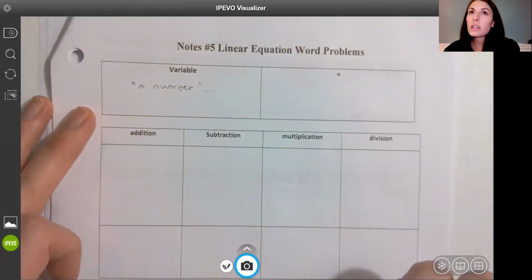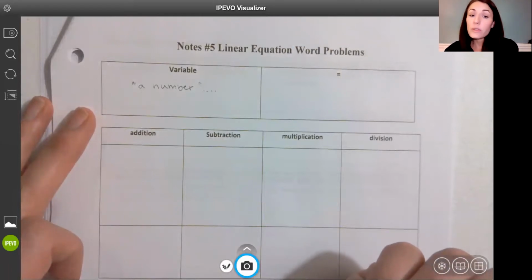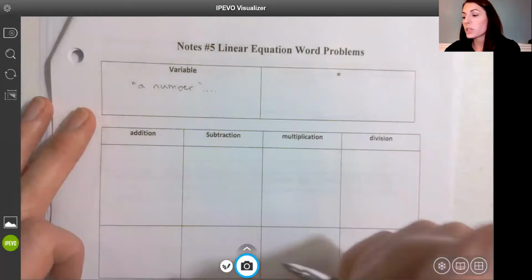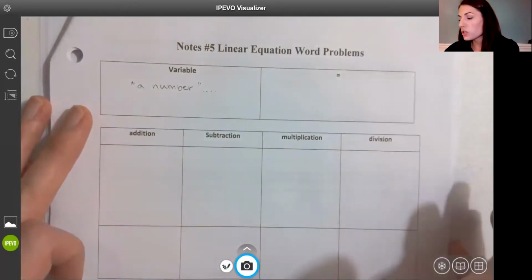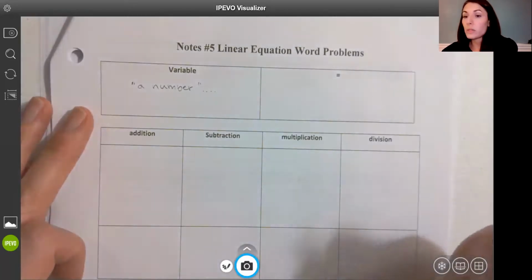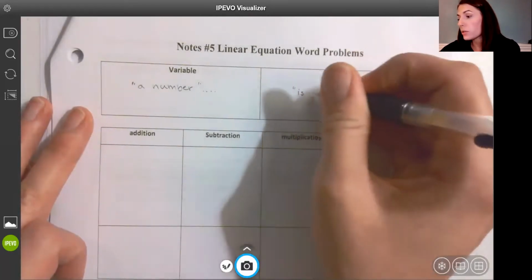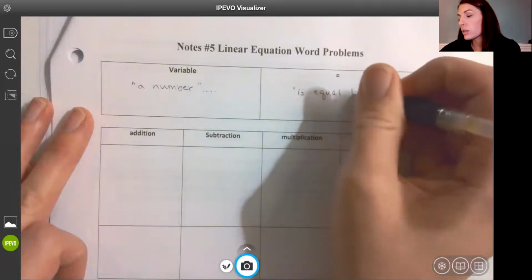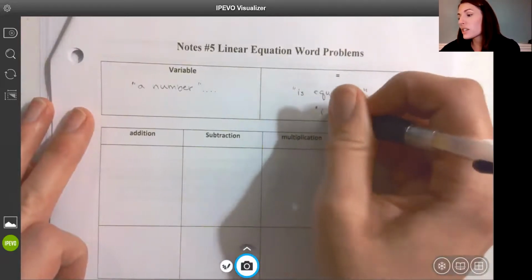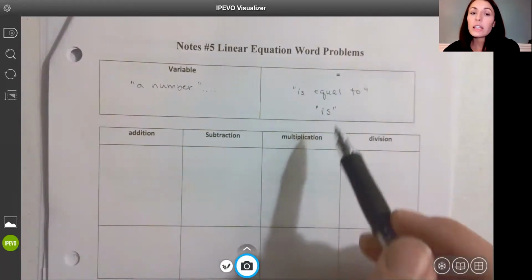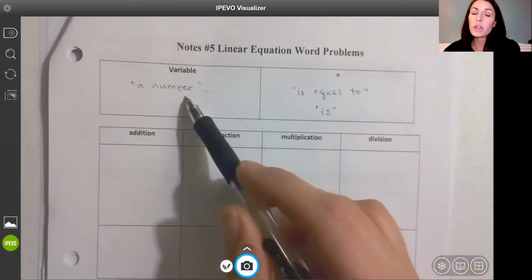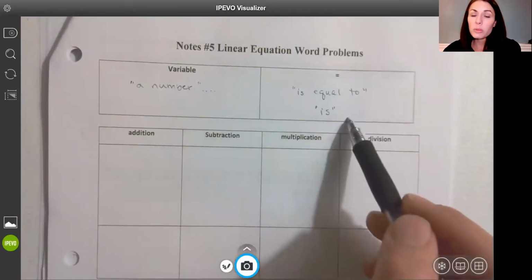So anytime we see like 3 times a number or a number plus 4, that is going to be represented with a variable. Our equal sign, sometimes it's just going to say is equal to, and sometimes it just says is. Okay, like twice a number is 4. So looking for these key words to be able to place our variable in our equation and to be able to place our equal sign.